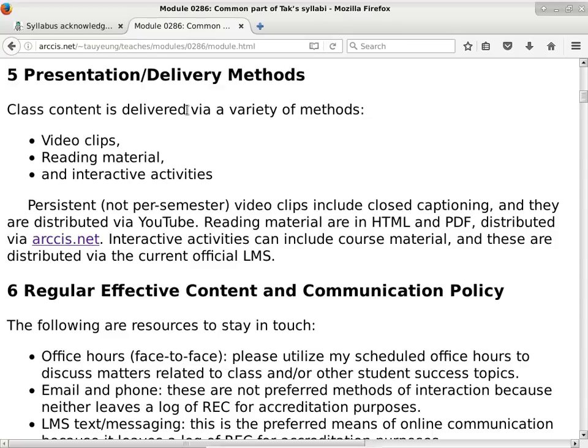Presentation slash delivery methods. This is a face-to-face class, so most of the stuff is going to be done through face-to-face lectures. I don't really use persistent video clips, but I need to include this clause because the distance education part of the campus is making sure that all the syllabi from everybody are compliant with the college requirements. So this part is supposed to be here. If I do have any persistent video clips, they will have to be closed captioned.